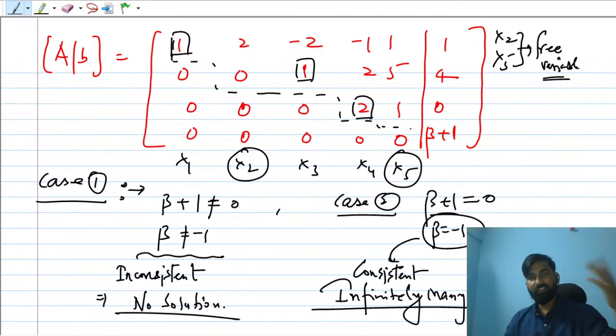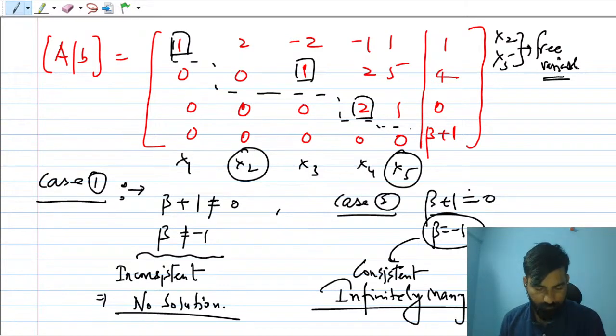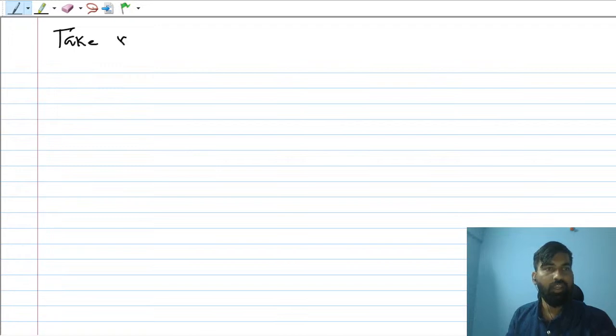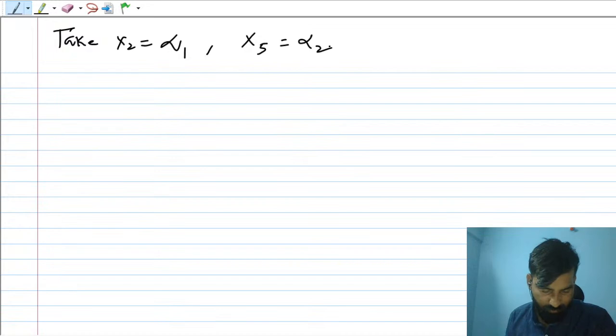So you have to take x2 equal to alpha, x5 equal to beta. Okay, and then you can write the infinitely many solutions. That is very, very simple. Understood? So I think I need not tell you how to write that, or if you want to write, you can take x2 equal to alpha 1, and x5 equal to alpha 2. Okay, or beta you can take, right?